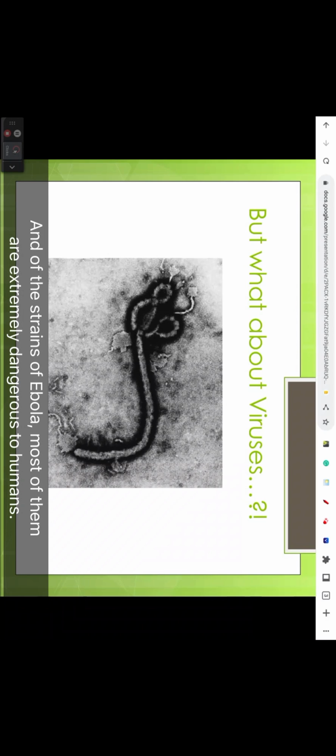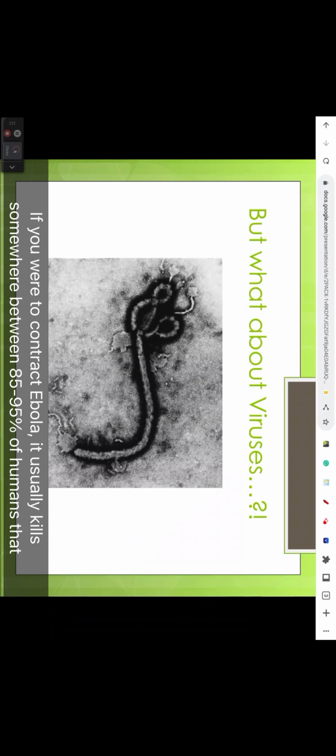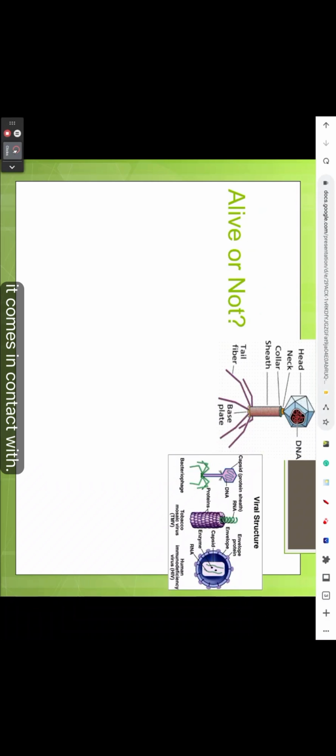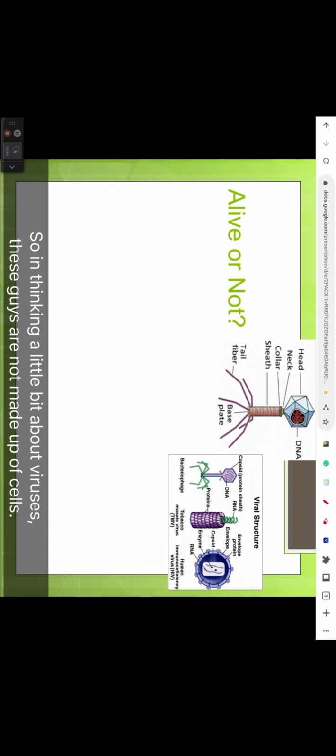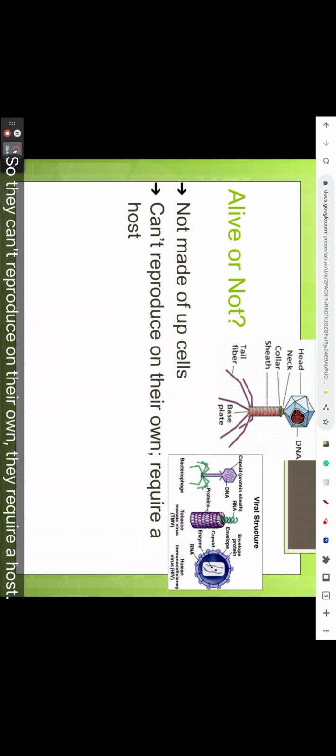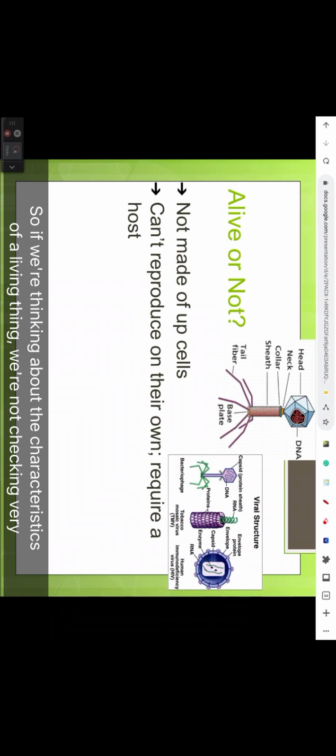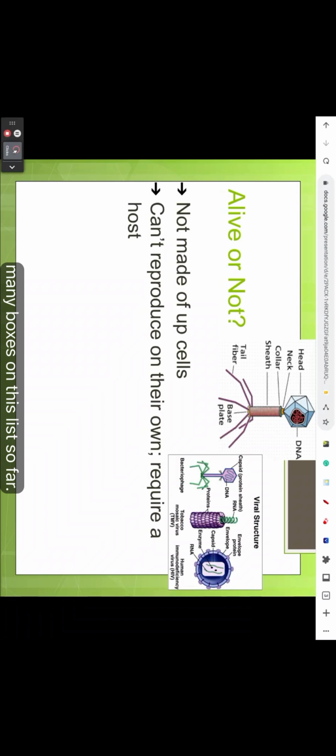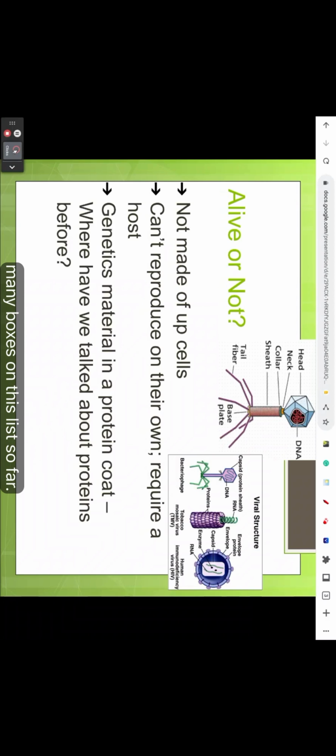And of the strains of Ebola, most of them are extremely dangerous to humans. If you were to contract Ebola, it usually kills somewhere between 85 to 95% of humans that it comes in contact with. So, in thinking a little bit about viruses, these guys are not made up of cells, right? So they can't reproduce on their own. They require a host. So if we're thinking about the characteristics of a living thing, we're not checking very many boxes on this list so far.